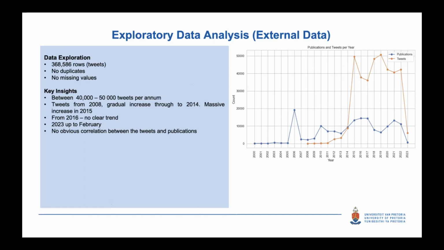The graph on the side shows the tweets, but we also thought it would be interesting to assess if the SDG discussions had any influence on the rate of publications. The orange line represents tweets and the blue line represents the publications. Viewing these two together shows that there is no obvious correlation between the tweets and the publications. I will now hand over to Lester to take us through modeling and visualization.